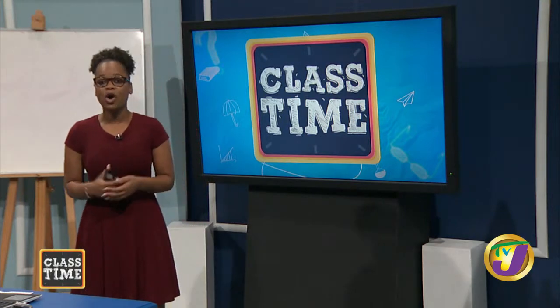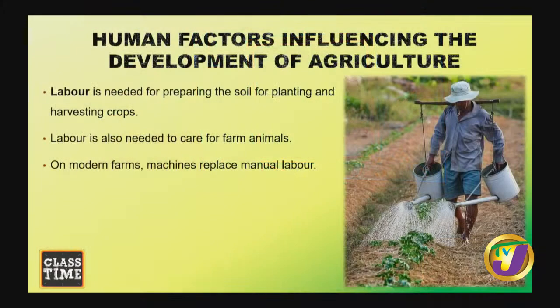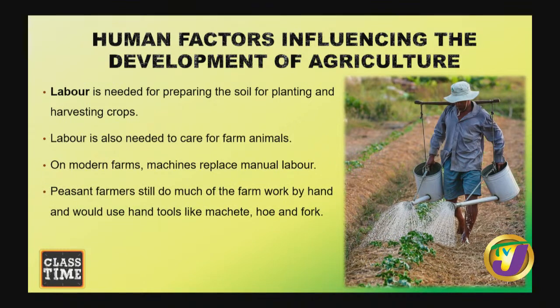On modern farms or large-scale farms, machines are heavily used. As opposed to small-scale farms or peasant farms, you find that primitive tools such as the machetes or the hoe and the forks are still being used.